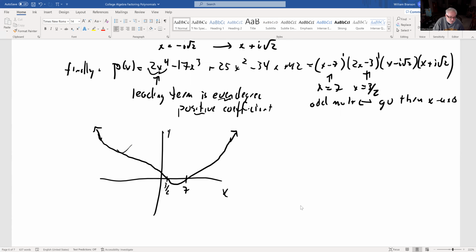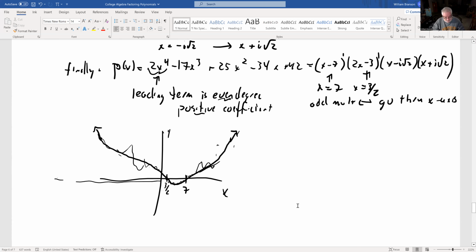There might be some tweaks in it, right? We don't know exactly what those details are, but we do know that from minus infinity all the way up to 3/2, the graph is positive. From 3/2 to 7, the graph is negative, and then from 7 all the way out to infinity, the graph is positive.